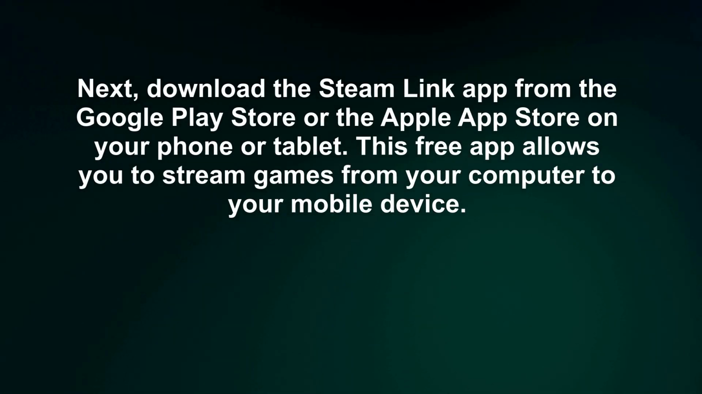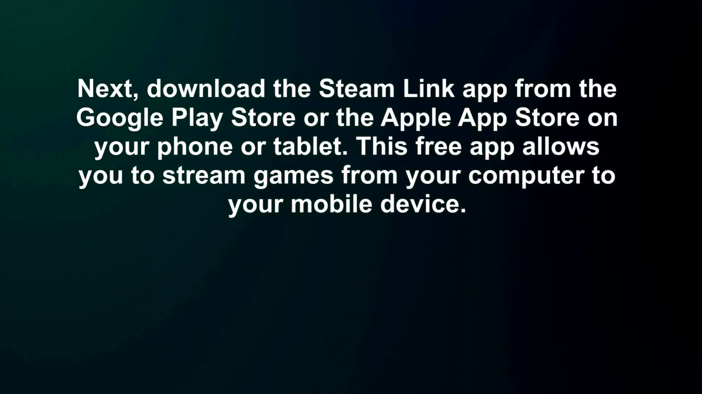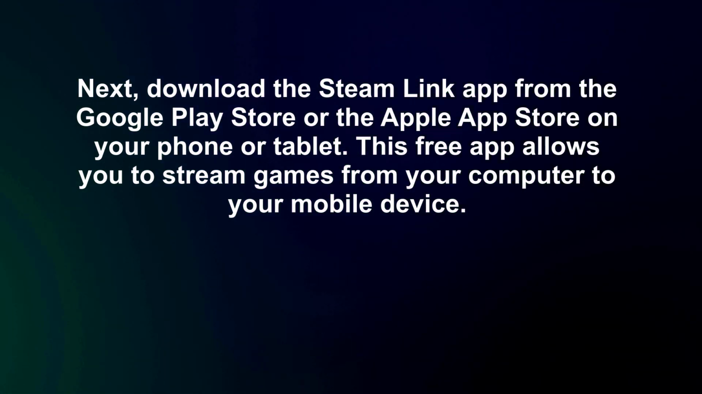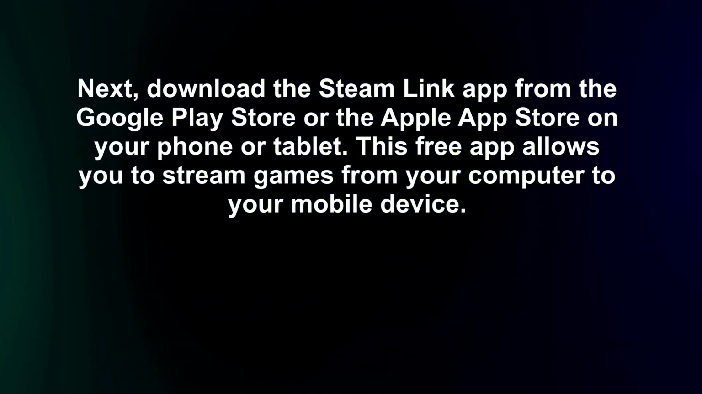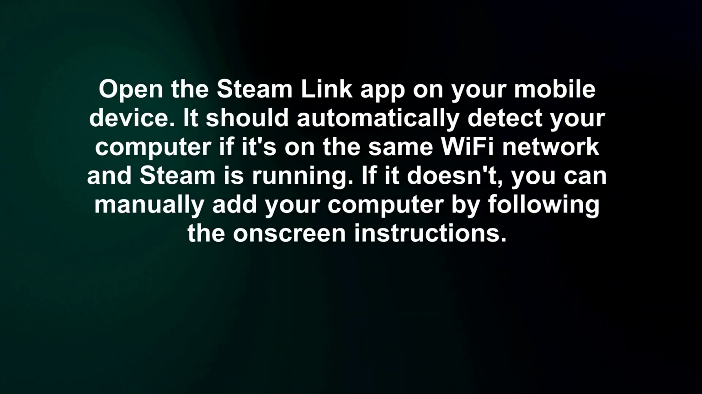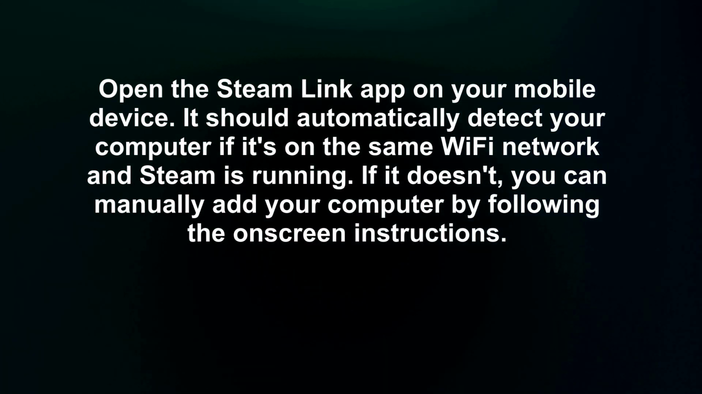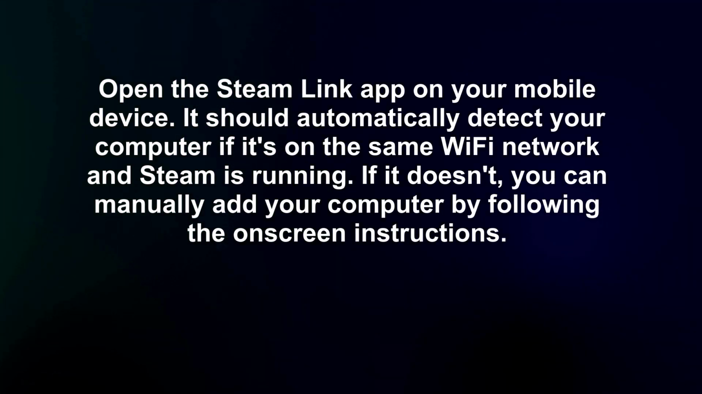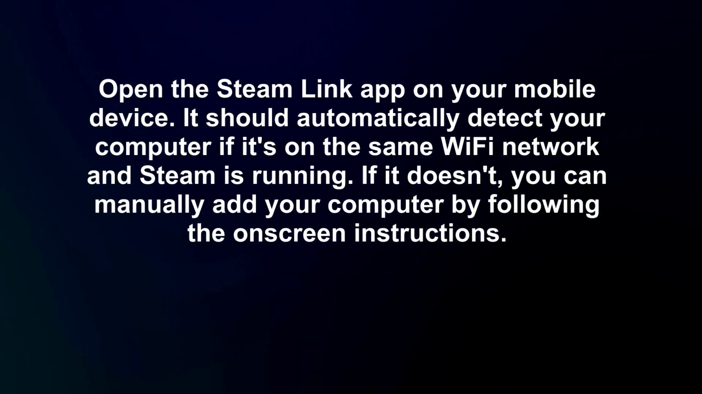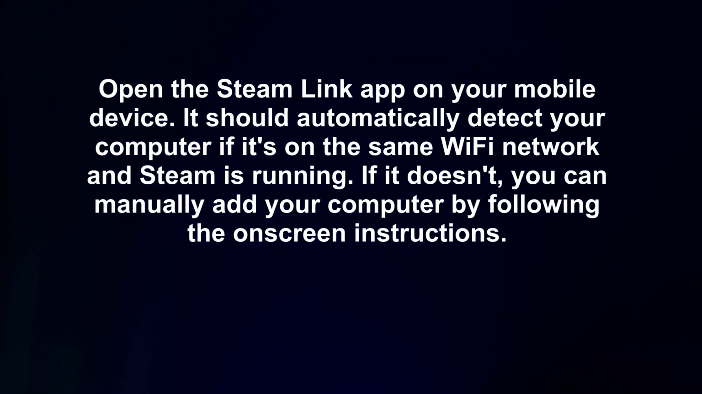Next, download the Steam Link app from the Google Play Store or the Apple App Store on your phone or tablet. This free app allows you to stream games from your computer to your mobile device. Open the Steam Link app on your mobile device. It should automatically detect your computer if it's on the same Wi-Fi network and Steam is running. If it doesn't, you can manually add your computer by following the on-screen instructions.